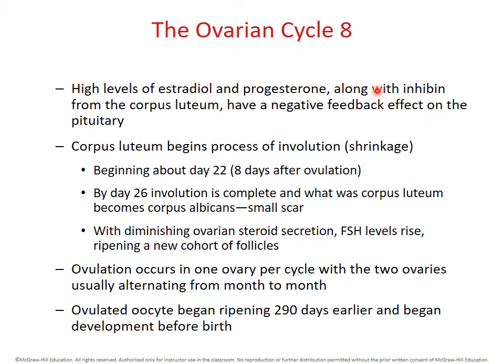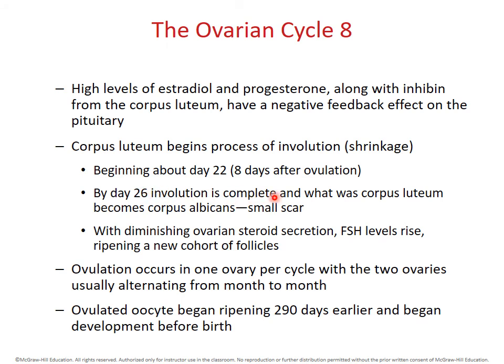Remember, there's also inhibin being produced by the ovaries from various follicles and from the corpus luteum, and that also has a negative feedback. And so our levels of FSH and LH are pretty low during this luteal phase while we're producing progesterone. Now, this lasts until about day 22 in the 28-day cycle. So for about 8 days after ovulation, we have this high level of progesterone.